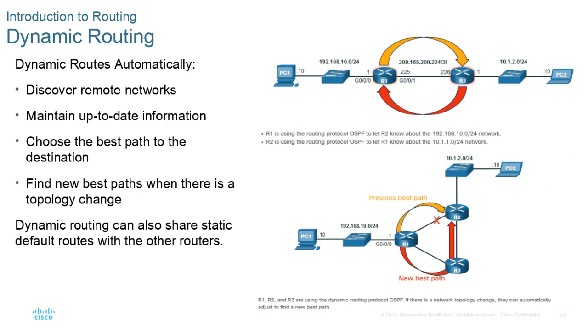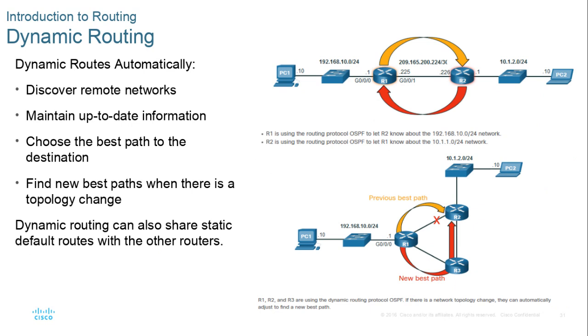Dynamic routing is much more wonderful because all I have to do is turn on the dynamic routing protocol on these routers R1 and R2, and they'll automatically find all the other routers running dynamic routing protocols, in our case OSPF, and they'll build up a routing table of the best path to get everywhere, and they'll stay up to date.